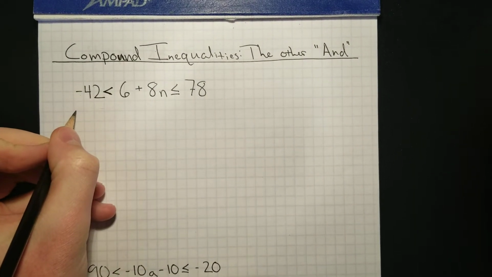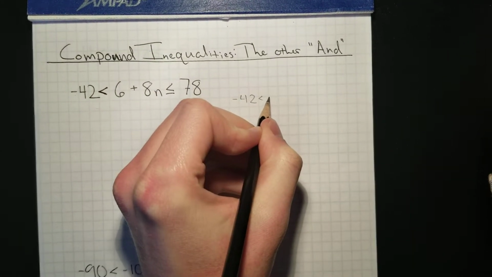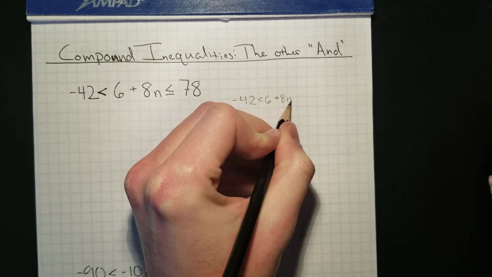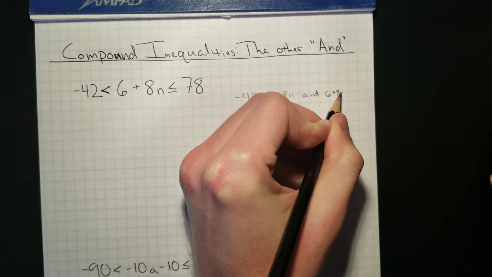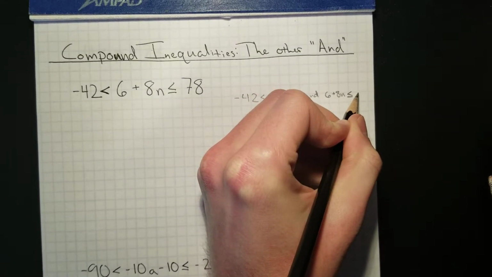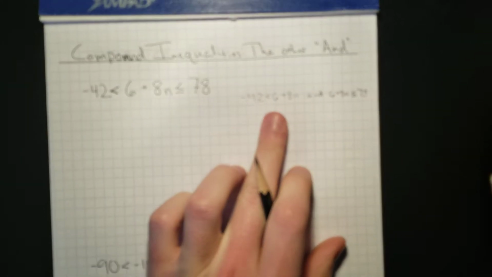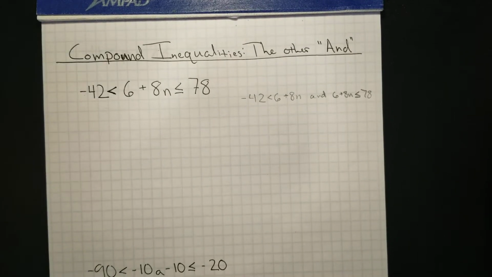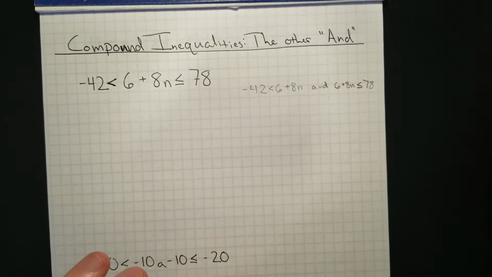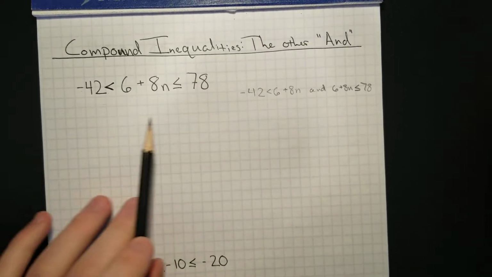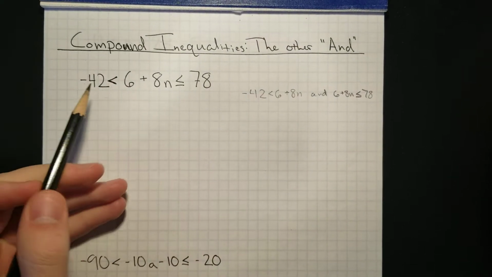You could represent this as negative 42 is less than 6 plus 8n, and 6 plus 8n is less than or equal to 78. So one way that you could do this is by taking those two inequalities, solving them, and then combining them like you would before. But we're not going to do that. We're going to do a different way to solve this. We're going to solve this all together, considering this all like one equation, because it is.